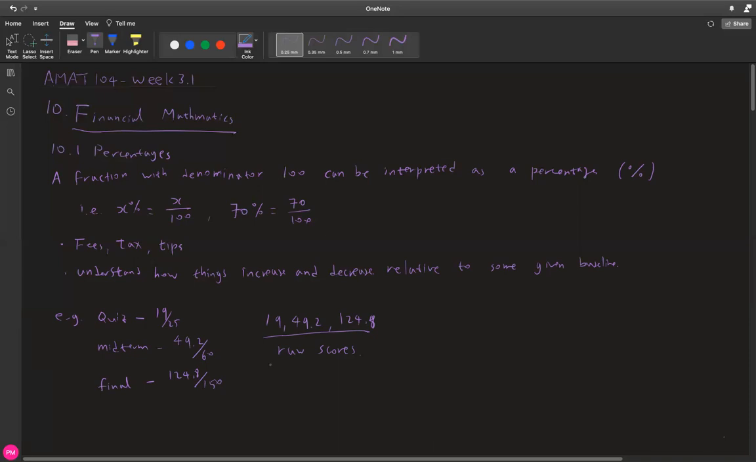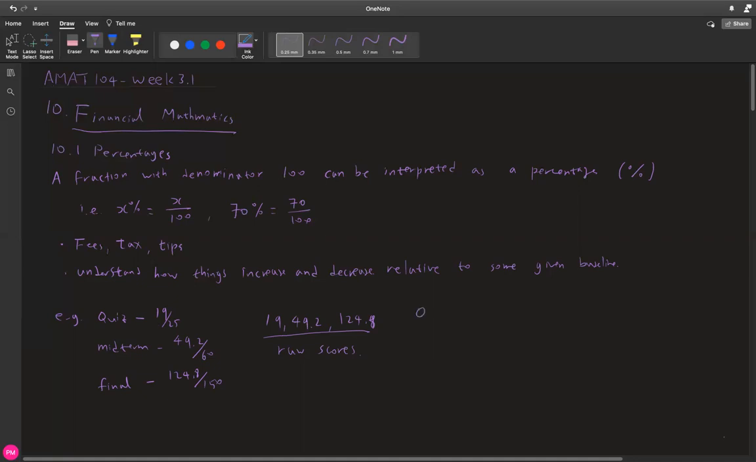And you see that 19 is out of 25. And you really cannot compare this score to, let's say, the final, which is out of 150. So how do you really determine in which assessment that you did the best? So that's where the percentage comes in. So let's convert each of your assessments into percentages.